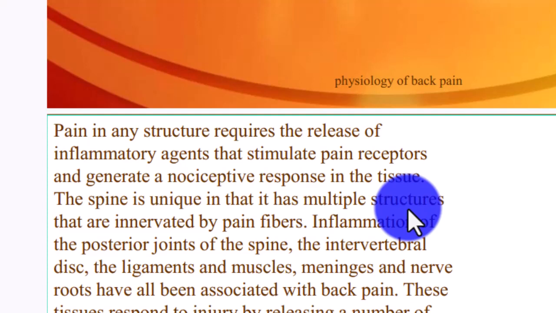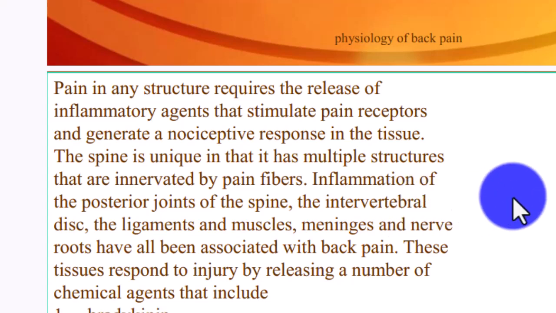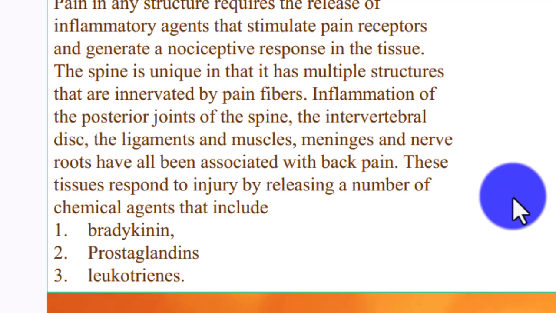Pain in any structure requires the release of inflammatory agents that stimulate pain receptors and generate a nociceptive response in the tissue. The spine is unique in that it has multiple structures that are innervated by pain fibers. Inflammation of the posterior joints of the spine, the intervertebral disc, the ligaments and the muscles, meninges and nerve roots have all been associated with back pain.